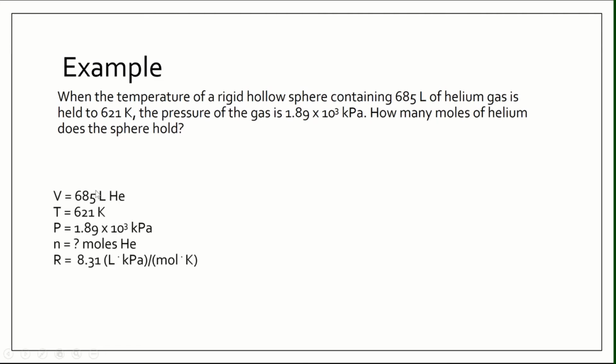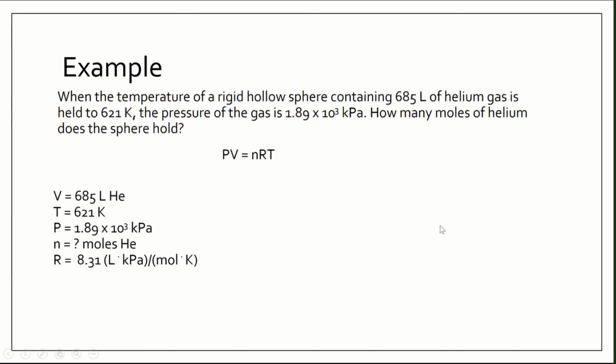As usual, I like to list out my variables. My volume was 685 liters, my temperature was 621 Kelvin, my pressure was 1.89 times 10 to the 3rd kilopascals. I'm looking for moles, so question mark moles, and then I want to make sure I use the correct R value. I have kilopascals, so I want to make sure I use 8.31 liters kilopascals per mole Kelvin.